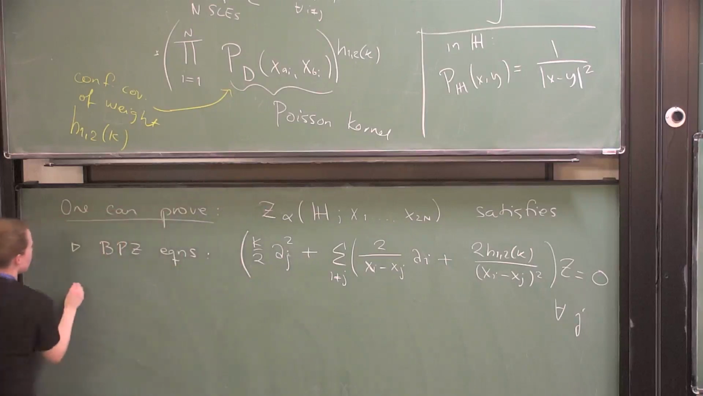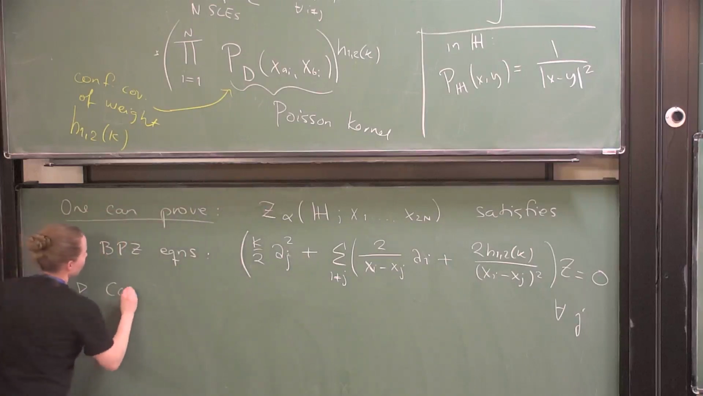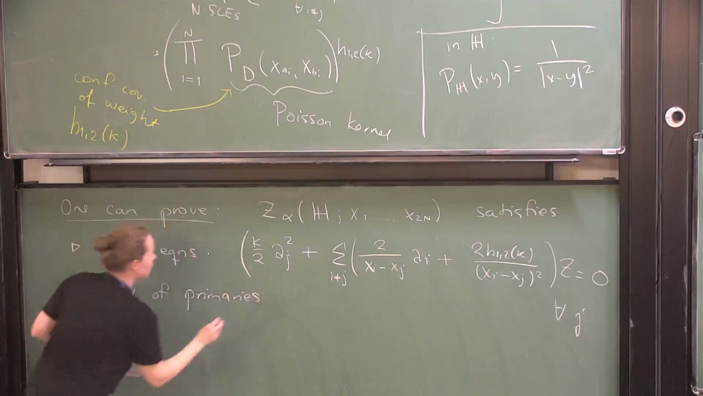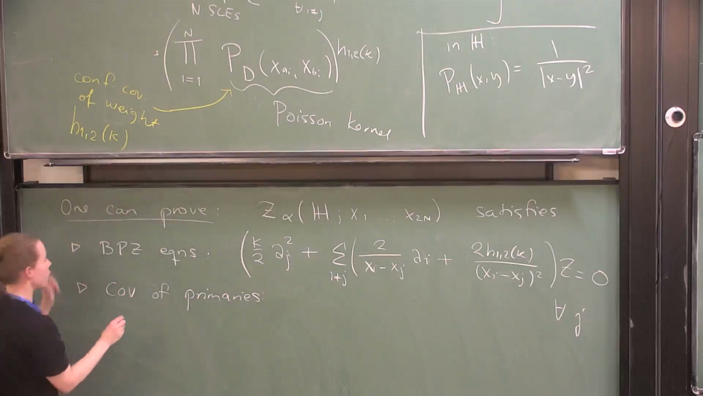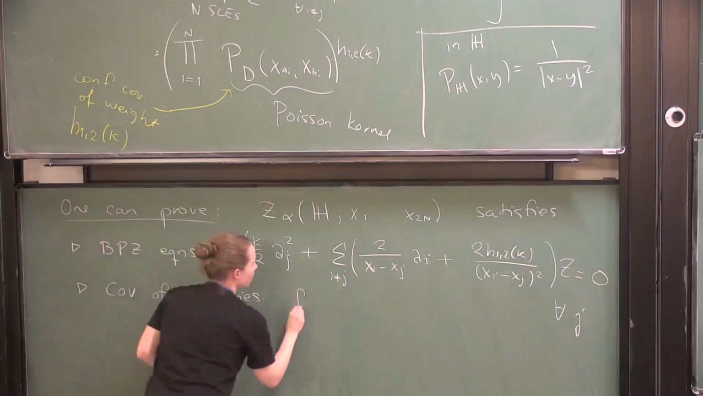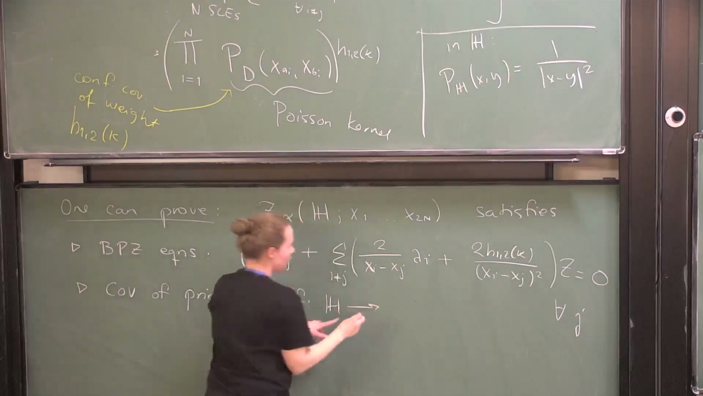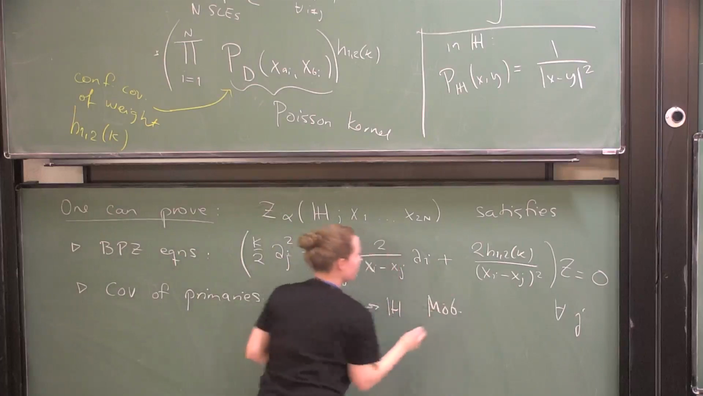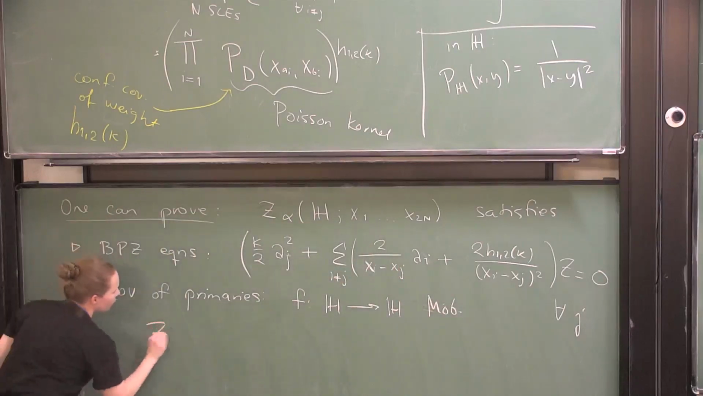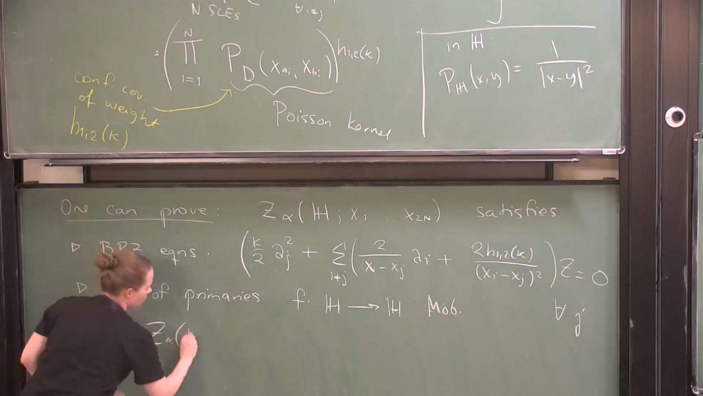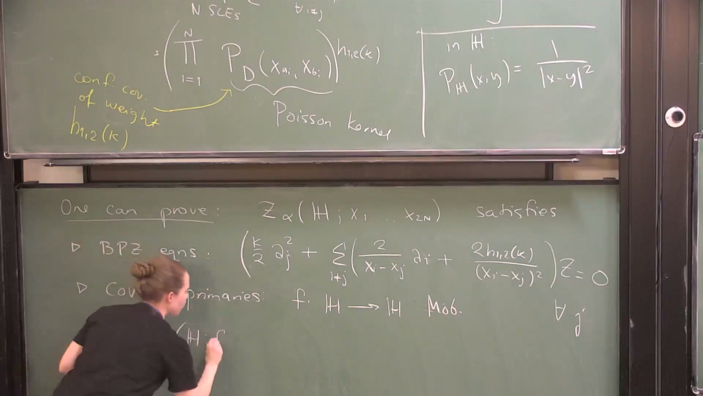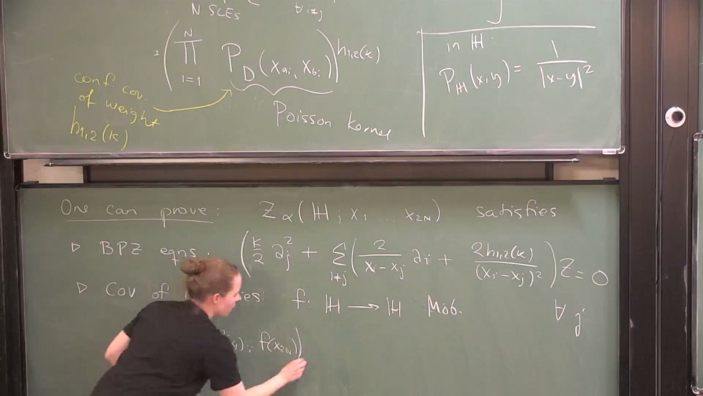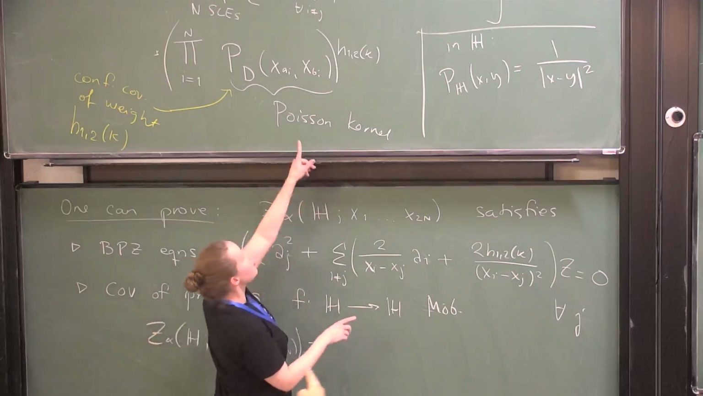They also satisfy this covariance property of primary fields. So I can write it in the way you see it from here. Now I'm working on the half plane, with a Möbius map, let's say, and I'm looking at how this is changing. So the points are moving, f(x1) through f(x2n). It's transformed by these kinds of factors.